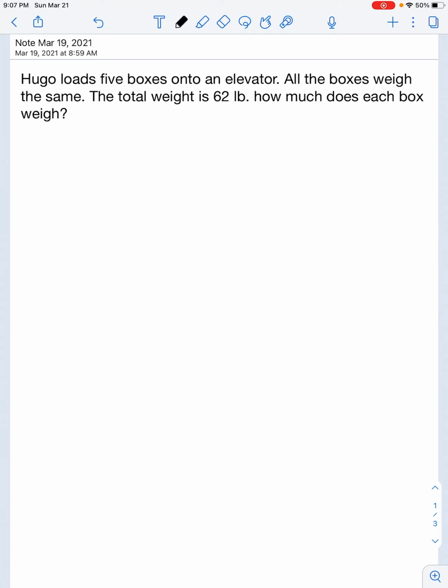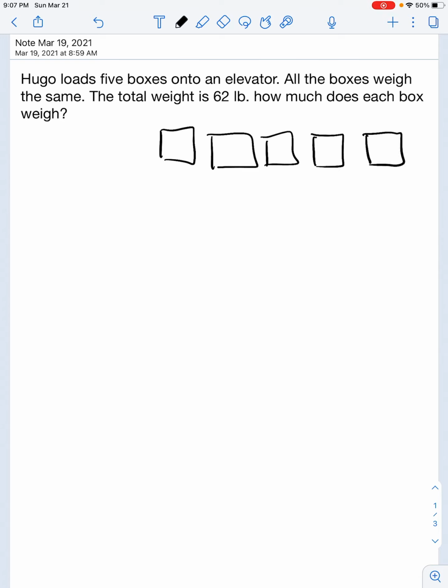Well, first we have to decide what operation. And let's draw a little sketch. Okay, so he has 5 boxes. And even though they don't all look the same, they weigh the same. The total is 62 pounds. And if each of these is the same, then can everyone see that we have to divide 62 by 5? So let's do that.